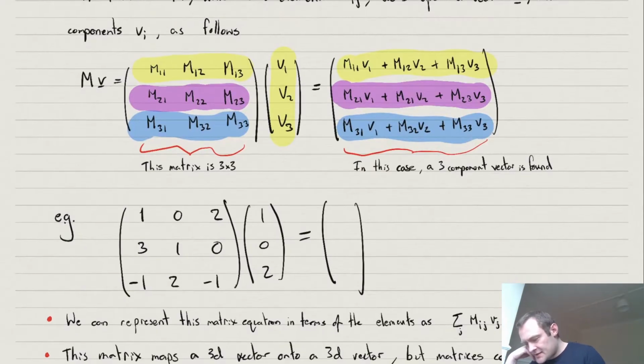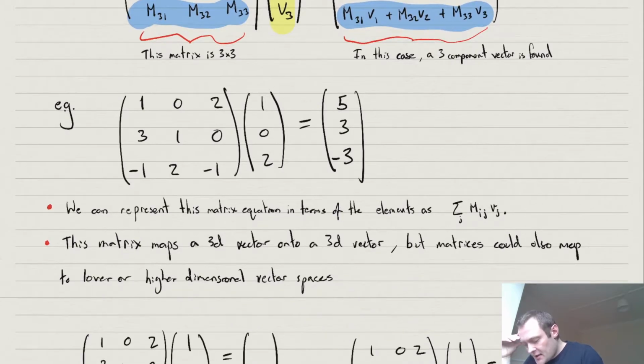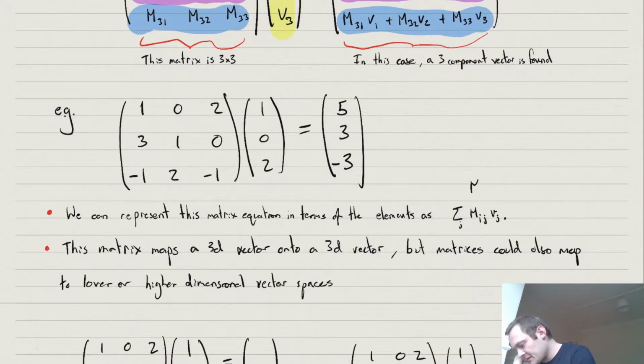Okay, so let's just perform one example calculation. So firstly, 1 times 1 plus 0 times 0 plus 2 times 2. So that's 1 plus 0 plus 4, which is 5. Then 3 times 1 plus 1 times 0 plus 0 times 2, which is 3 plus 0 plus 0, so 3. And then minus 1 times 1, 2 times 0, minus 1 times 2, so that'll be a minus 1 and a minus 2 adding up to give you minus 3. We could write the matrix equation down in terms of its elements like this. Occasionally that's useful, but it means exactly the same thing as M times V.